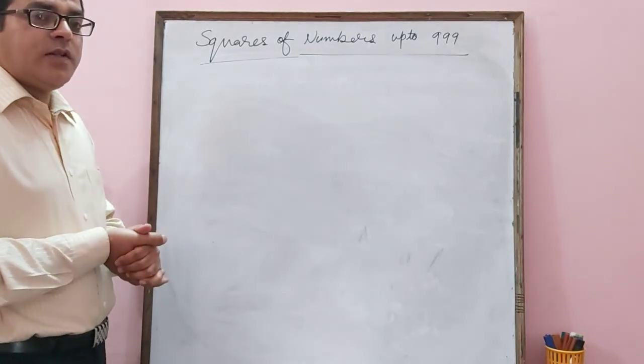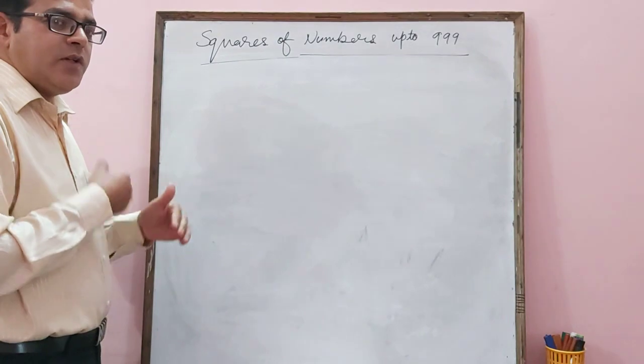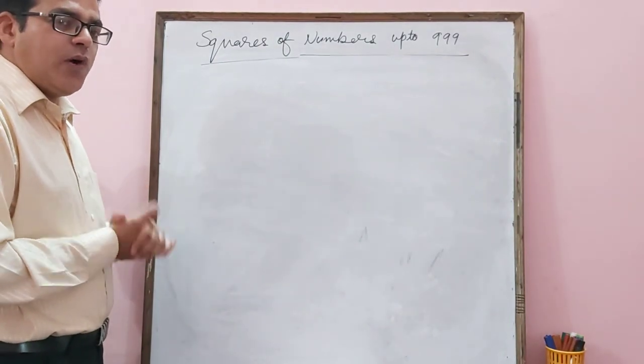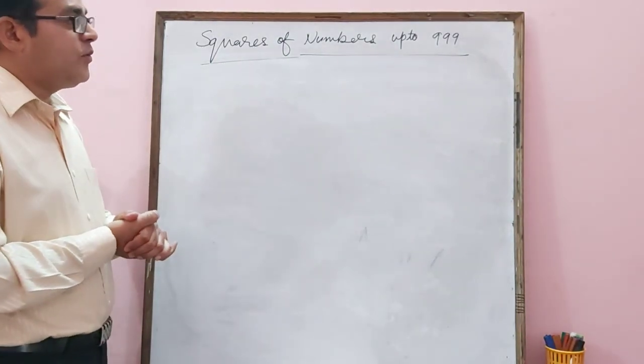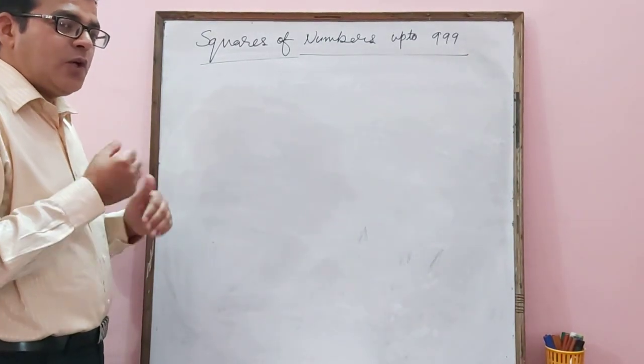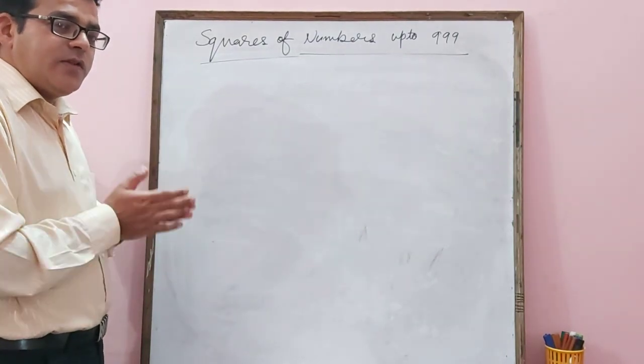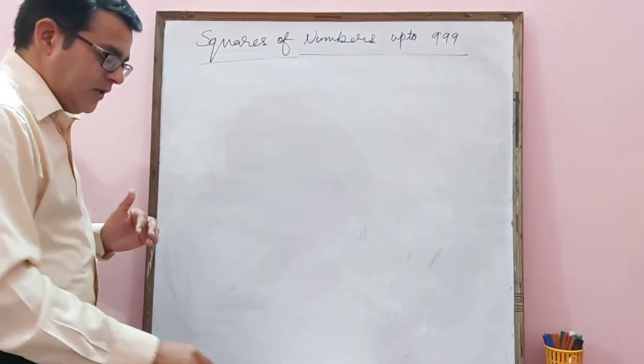Welcome to today's lesson. As I promised you in the previous lesson, I will tell you some tricks on how to find squares of numbers up to 999. So today's lesson is going to be very interesting. Please be careful. Sincerely, you have to watch this video till the end.